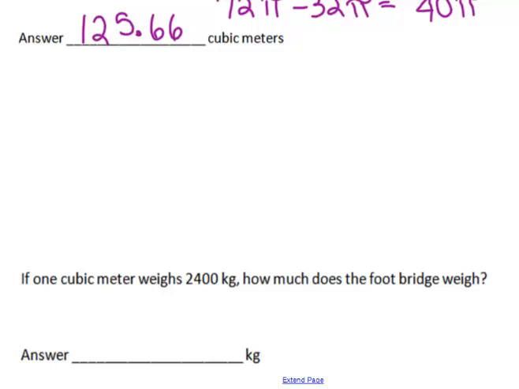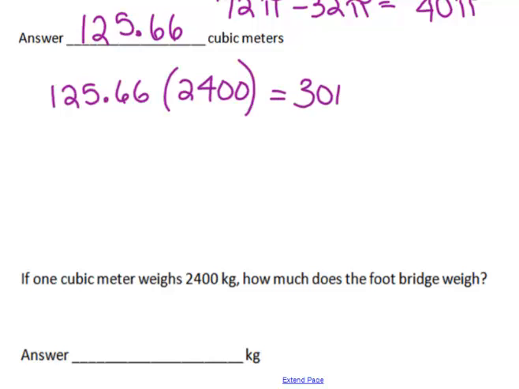Part 2 of that question says if 1 cubic meter weighs 2,400 kilograms, how much does the footbridge weigh? So we're just going to take the amount of cubic meters for the footbridge times the weight of 1 cubic meter to get the total kilograms. And when I multiply the 2 of those together, I get 301,584 kilograms. So this footbridge weighs 301,584 kilograms.